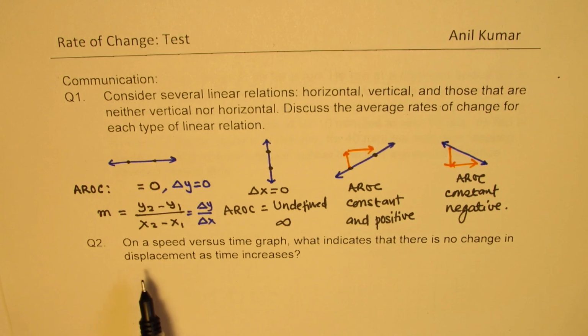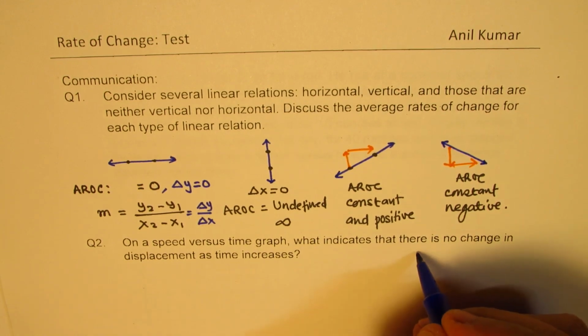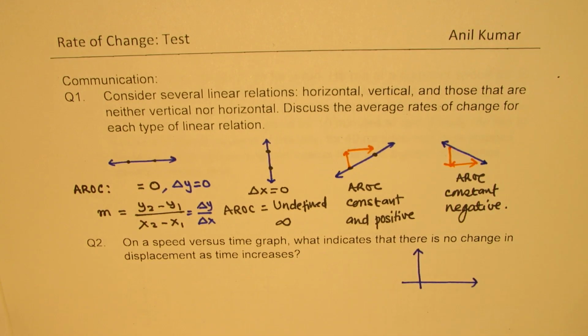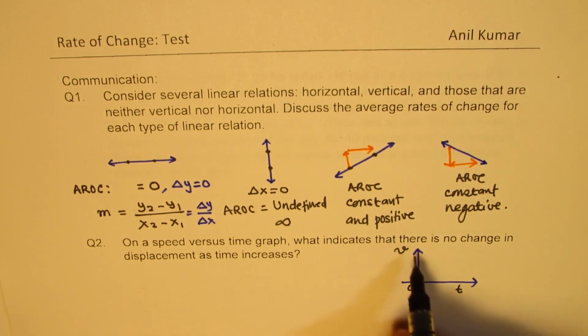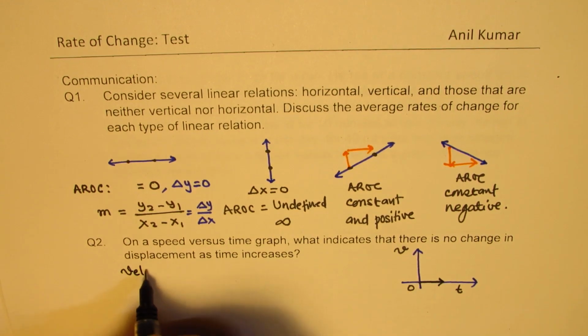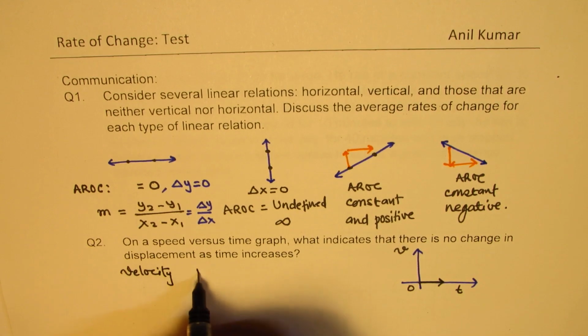Question number 2. On a speed versus time graph, what indicates that there is no change in the displacement as time increases? So we're talking about a speed versus time graph now. So let us say speed, velocity, let me write v here, and time t. So on a speed versus time graph, what indicates that there is no change in the displacement? So obviously the velocity should be 0, right? So that means velocity is 0.